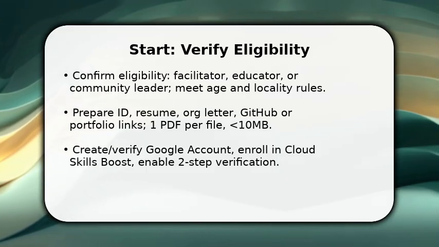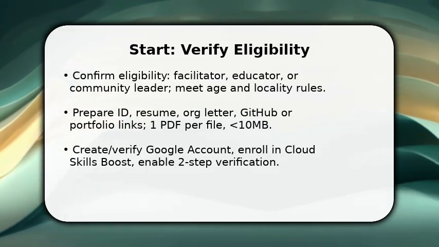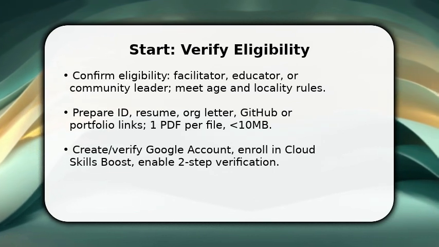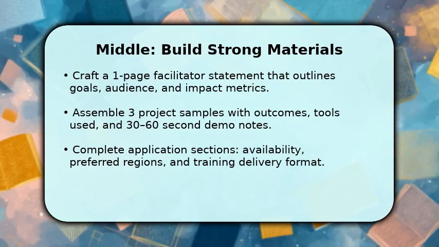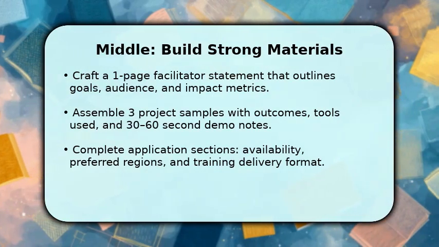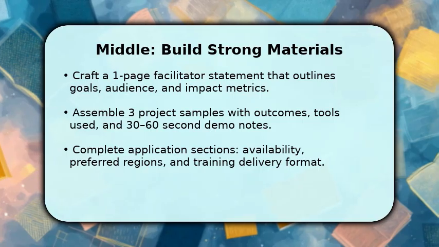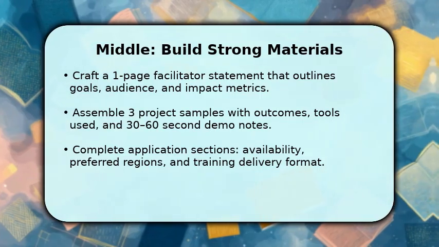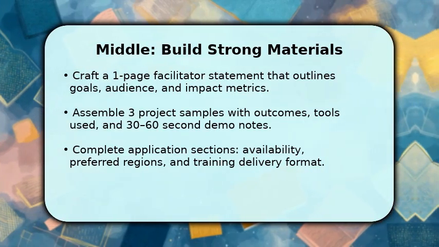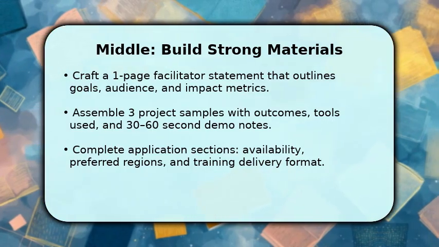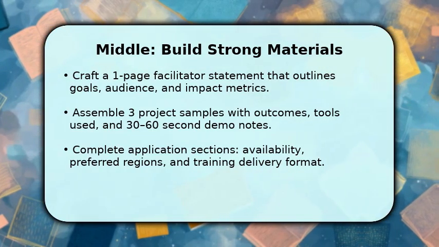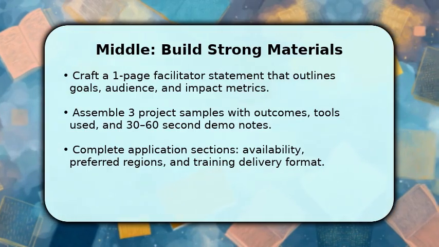Then open the application portal and start the form immediately, filling contact fields and organization info first to save drafts. Next, focus on materials that show capability and impact. Write a concise facilitator statement explaining who you teach, expected outcomes, and measurable impact. Reviewers look for clarity. Once done, select 3 project samples with concrete outcomes and short demo notes so you can speak to them in interviews.